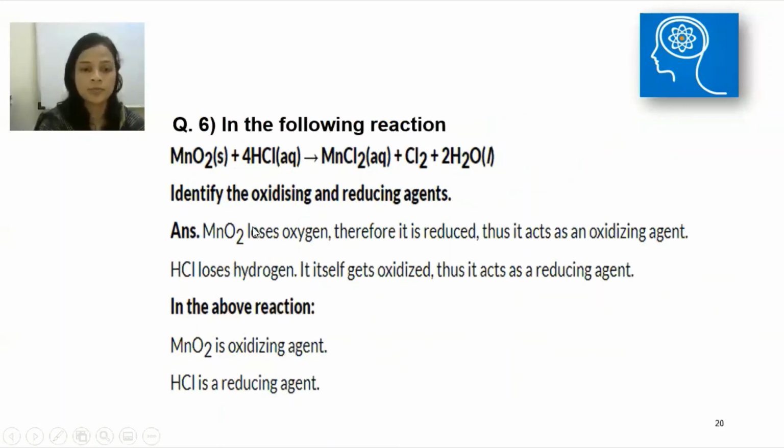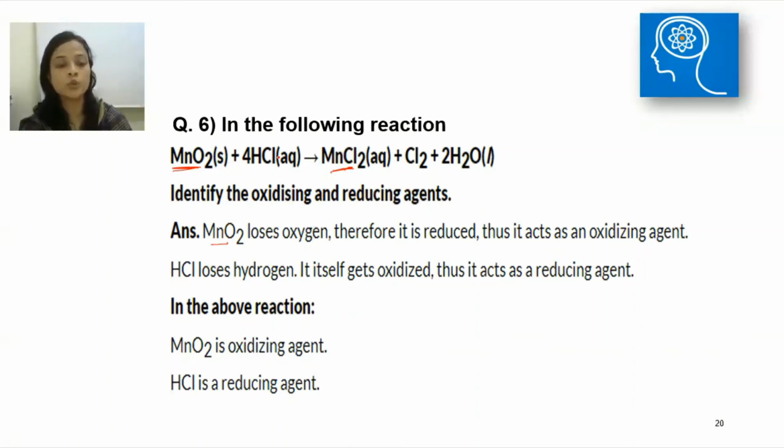Now next, in the following reaction, identify the oxidizing and the reducing agent. Now, this MnO2 is present in this reaction. What happened here? This MnO2 gets converted into MnCl2. Here there is a loss of oxygen. As it loses oxygen, it is reduced. As it gets reduced, it is the oxidizing agent. That which gets reduced is the oxidizing agent.